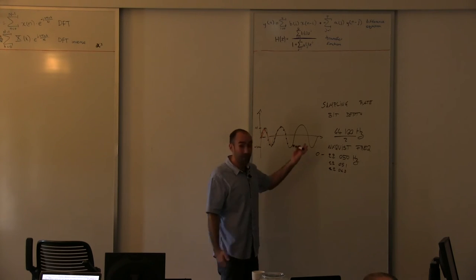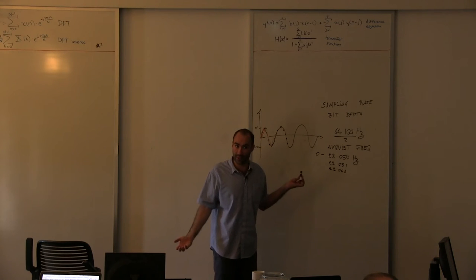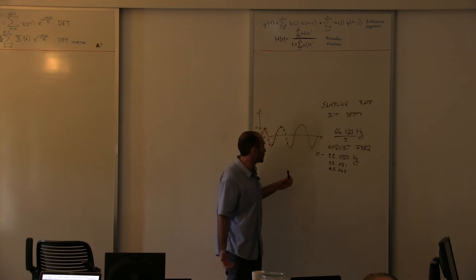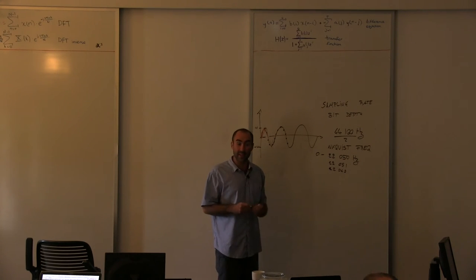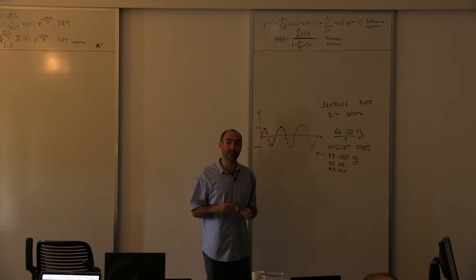And if you use higher sampling rates, you're going to prevent the aliasing from happening because you're going to put the Nyquist frequency higher, basically. That's one of the main challenges in virtual analog plugins, for example.